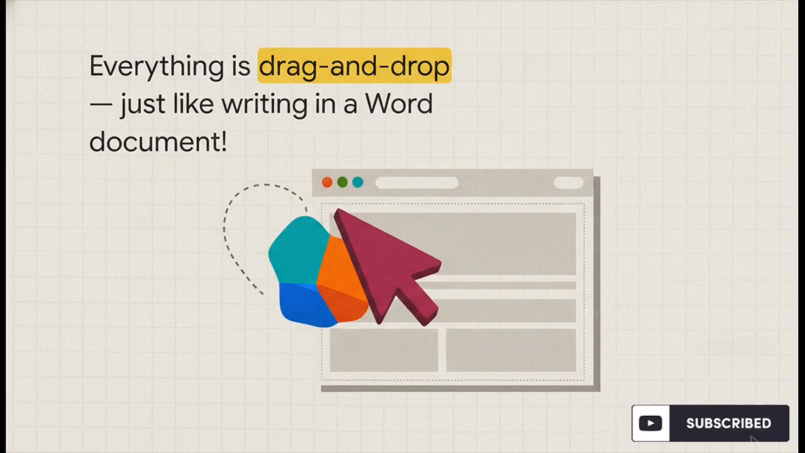And when I say everything is drag and drop, I mean it's literally just like writing in a Word document. Most of us use word processors every day. You click, you type, maybe you make something bold, you drop in an image. It's exactly like that. If you can type a simple letter on your computer, you can absolutely build a website on Google Sites. It really is that intuitive.